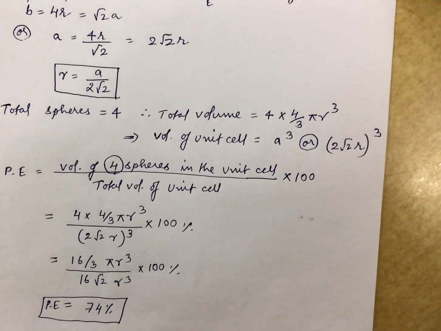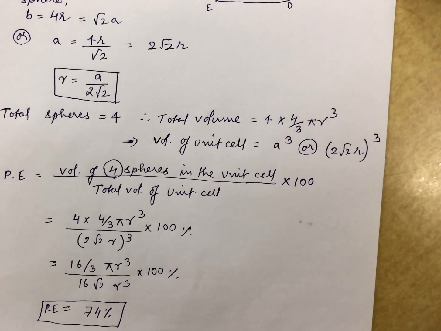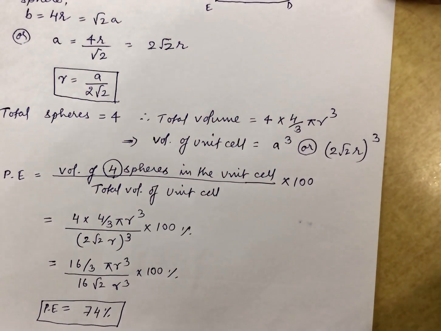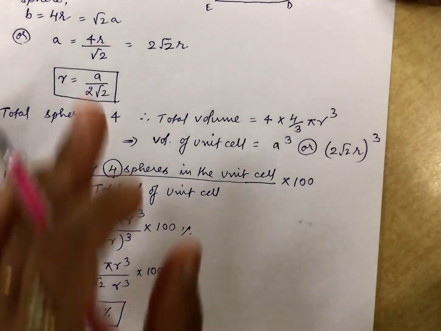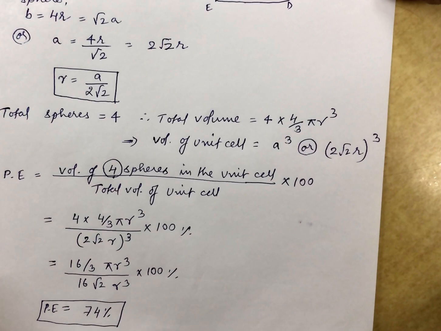So the packing efficiency in this case of CCP structures and FCC structures is nothing but 74%. Students, in a similar manner, we need to find out the packing efficiency of body-centered cubic structure and also of your simple cubic structures. I hope you have understood this particular part, how to calculate your packing efficiency.